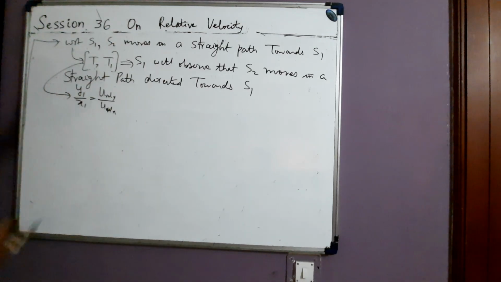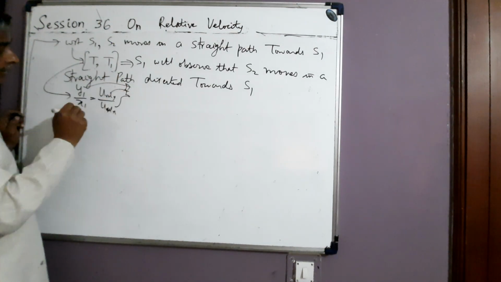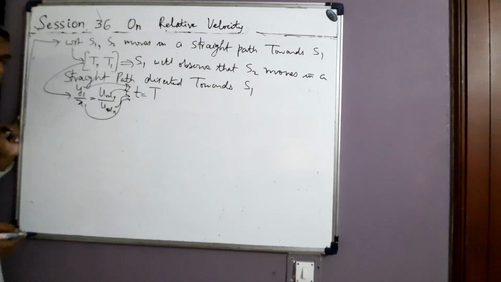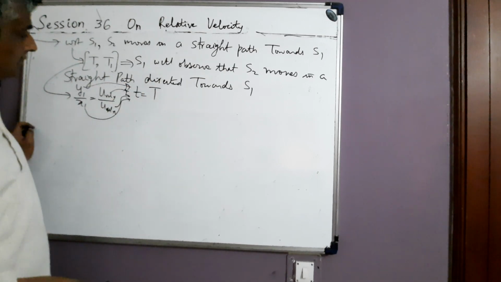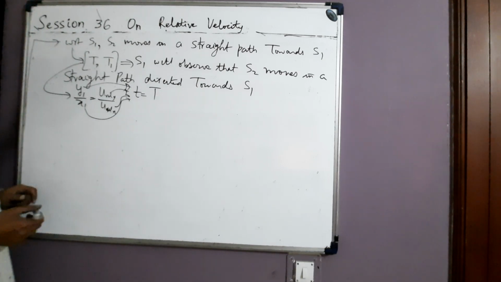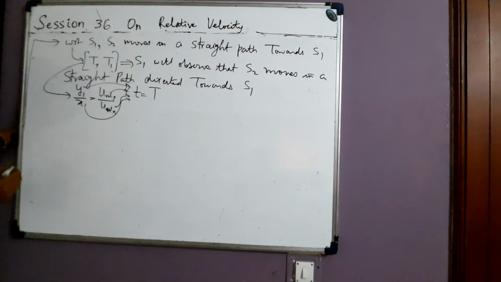Now how to determine these quantities? All these four quantities are at t equal to what? Capital T. Now we have to determine these four quantities. So I'll draw the diagram here.